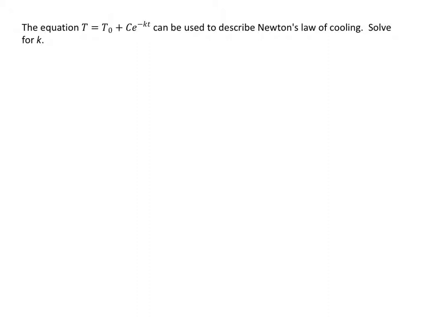The last part of this section focuses on solving word problems. So the first thing we're going to do is solve this equation for k. We start with T equals T naught plus C e to the negative kt. Subtract T naught from both sides. Now I divide by C on both sides.